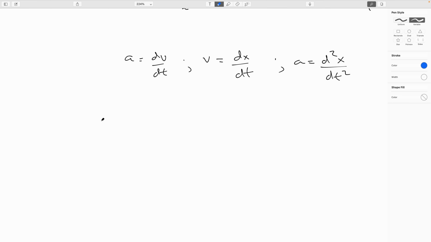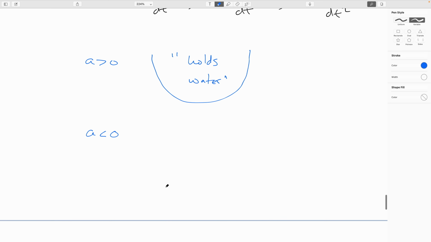So for what we need, what we can take from this is if our acceleration is positive, the shape of our parabola will be one that holds water. And if our acceleration is negative, then the shape of our parabola will be one that spills water, like so. It might not be the entire parabola, but whatever section of parabola we have will follow the hold some water or spills water shape correspondingly.